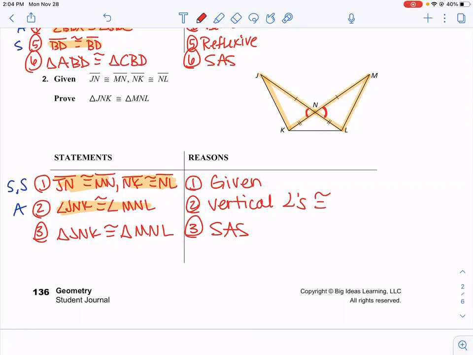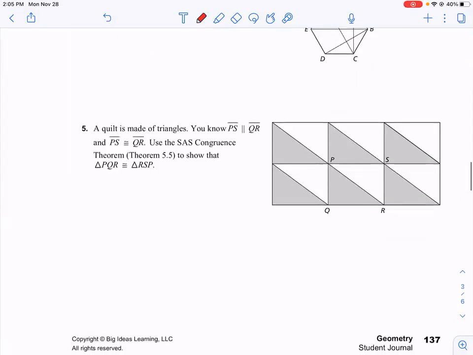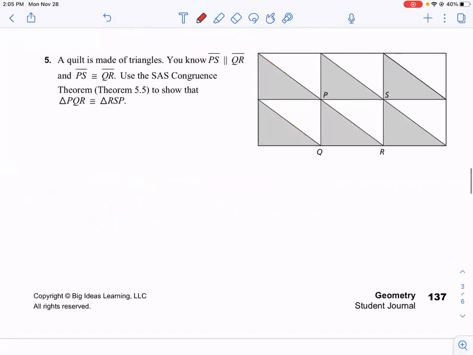Cohen, what are you doing? You guys, this isn't terrible. Not terrible. All right. Okay, let's go to the quilt.